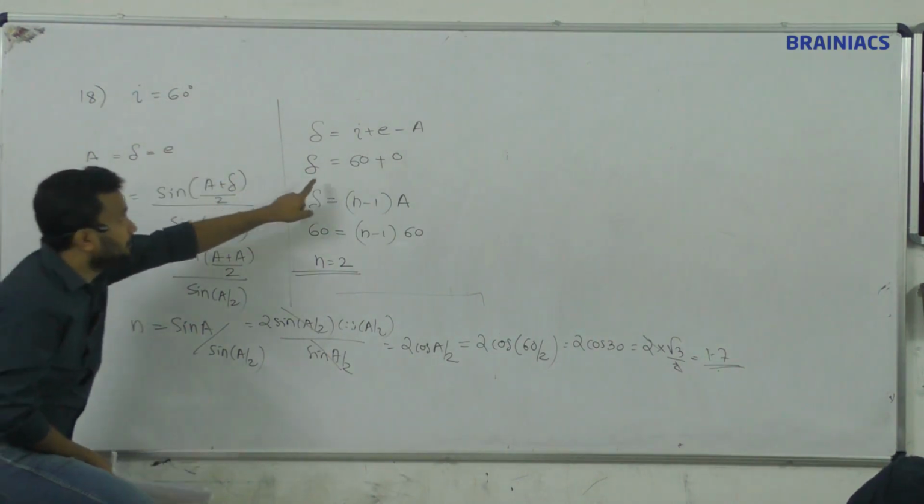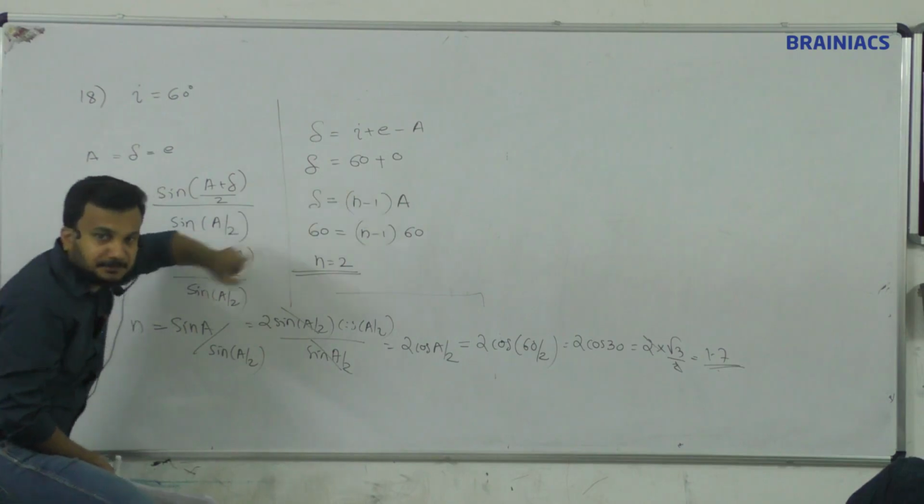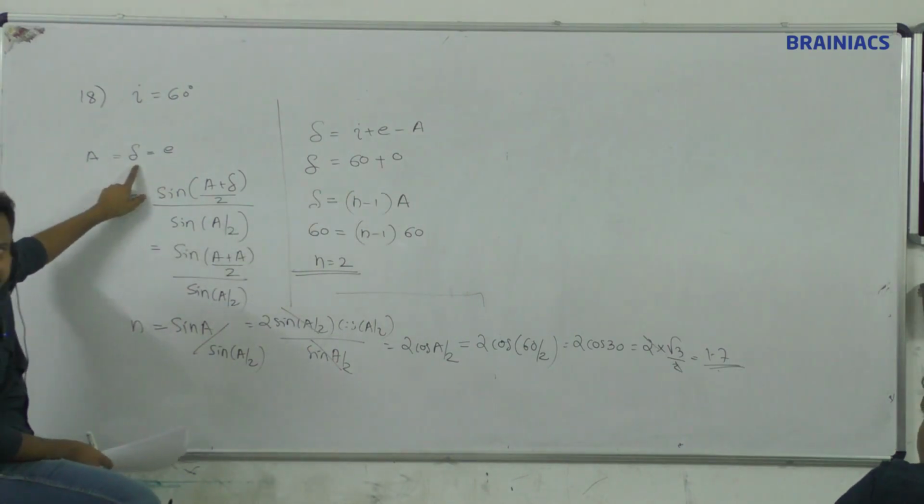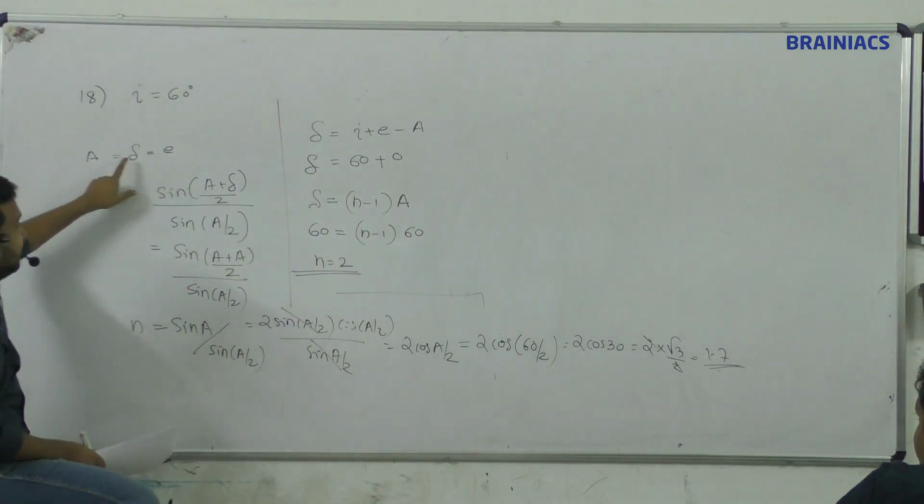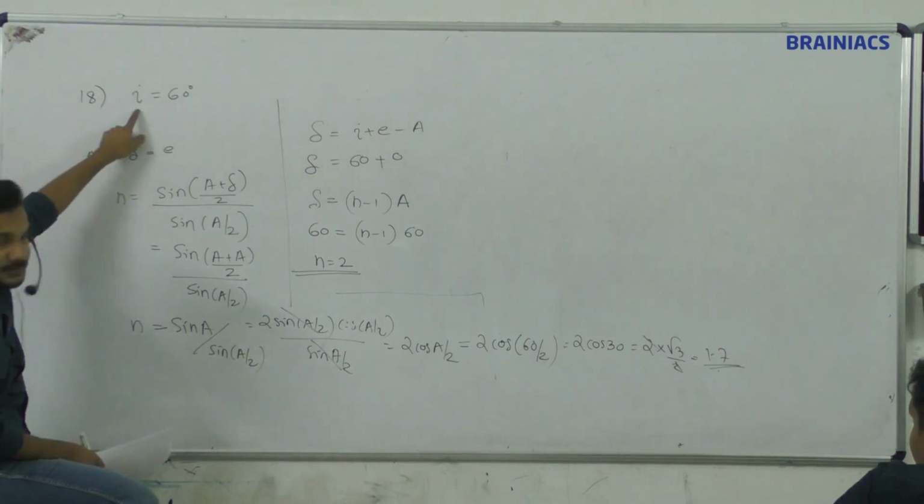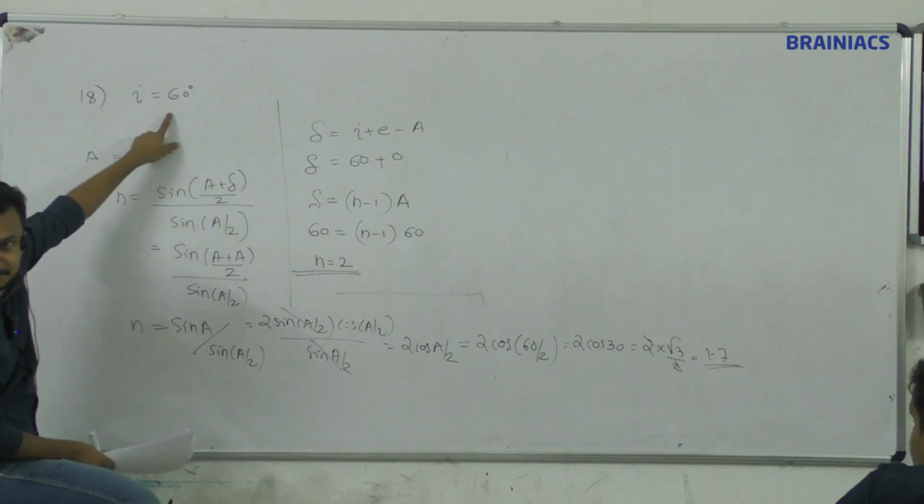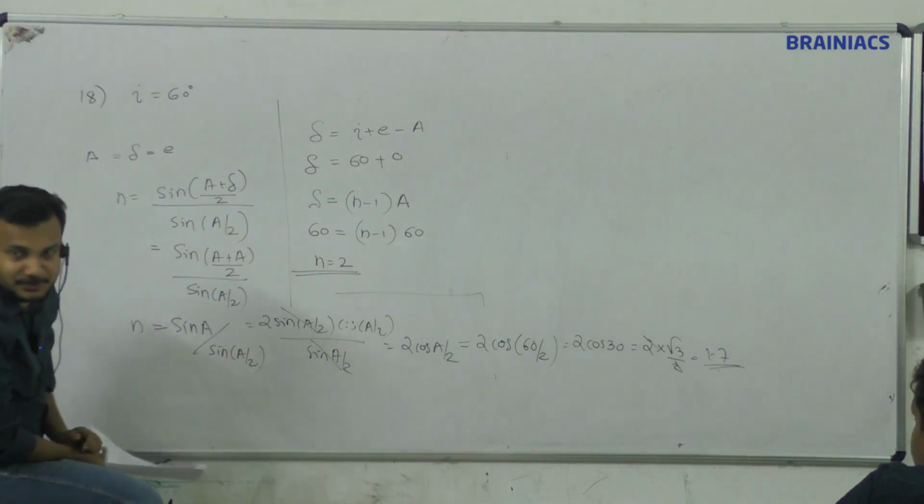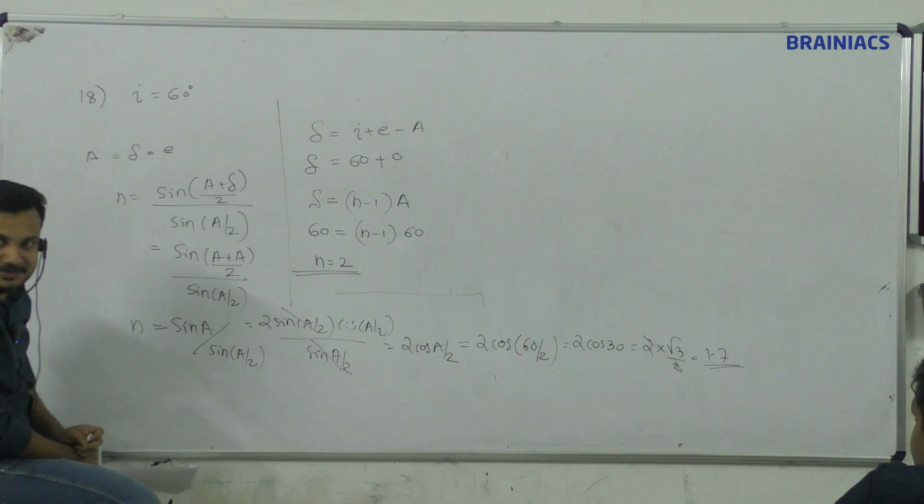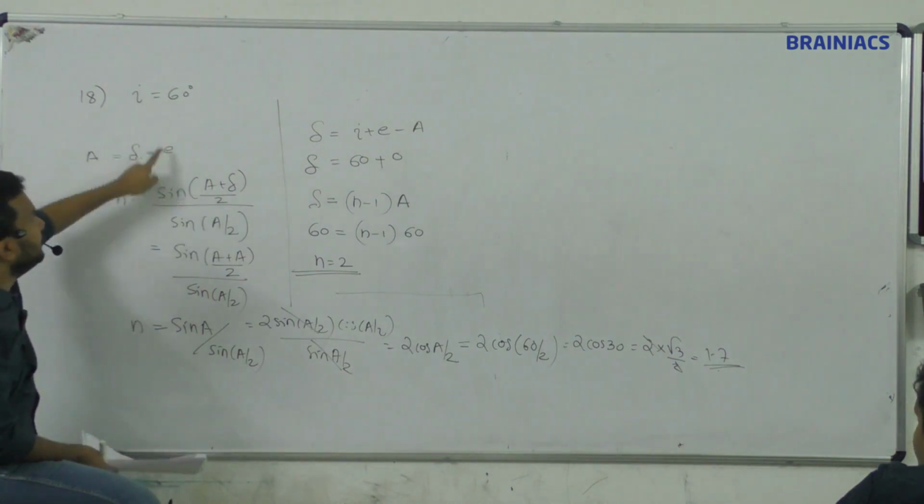Okay, now we'll see delta equal to 60 degree. Delta equal to 60 degree means E is equal to 60 degree, A is equal to 60 degree, I is equal to 60 degree. So I is equal to E only, right here. So it's a minimum deviation only, right? Here I is equal to E only, right?